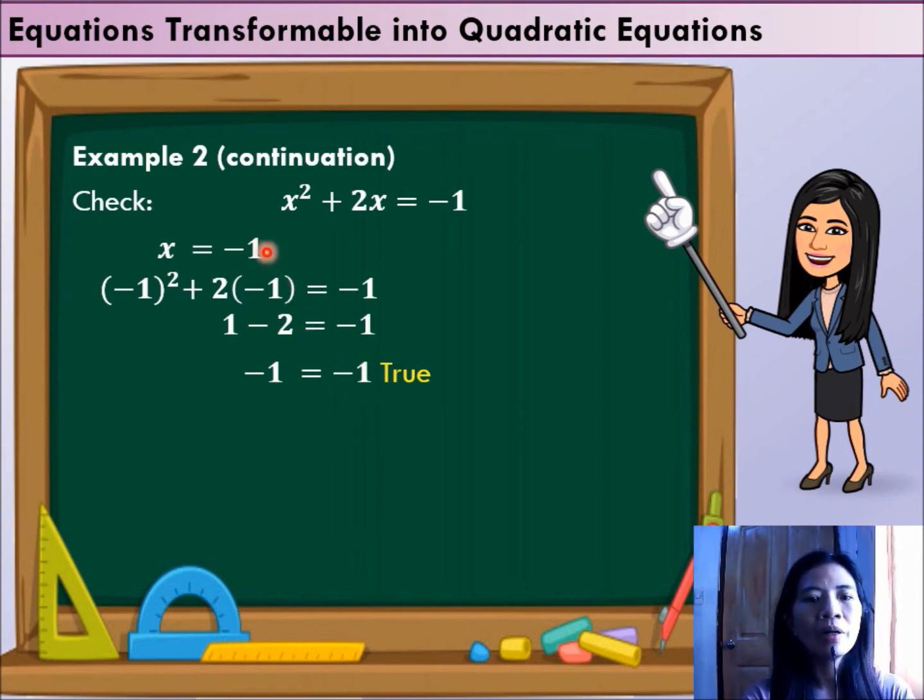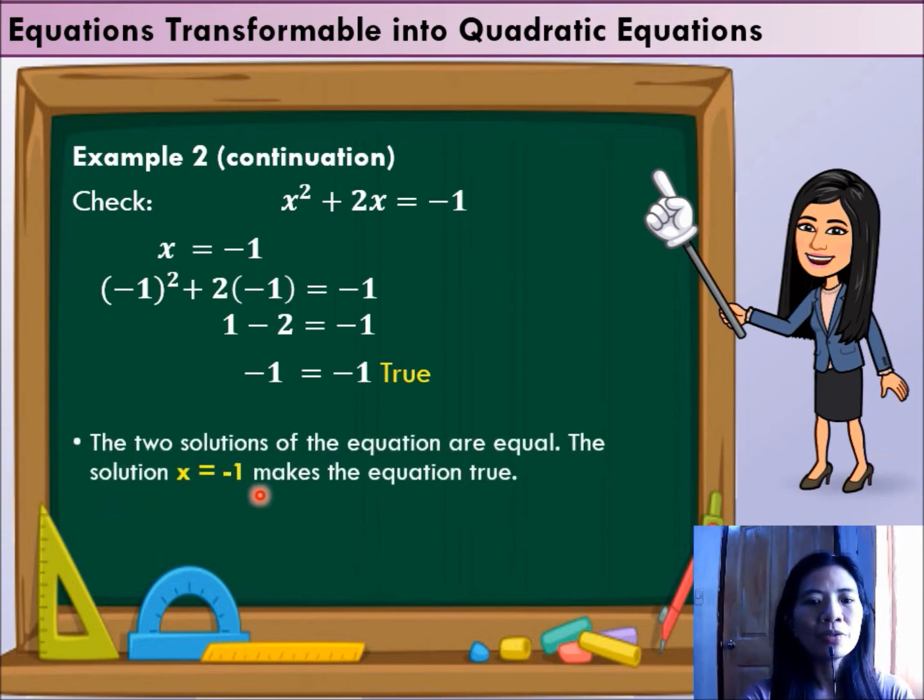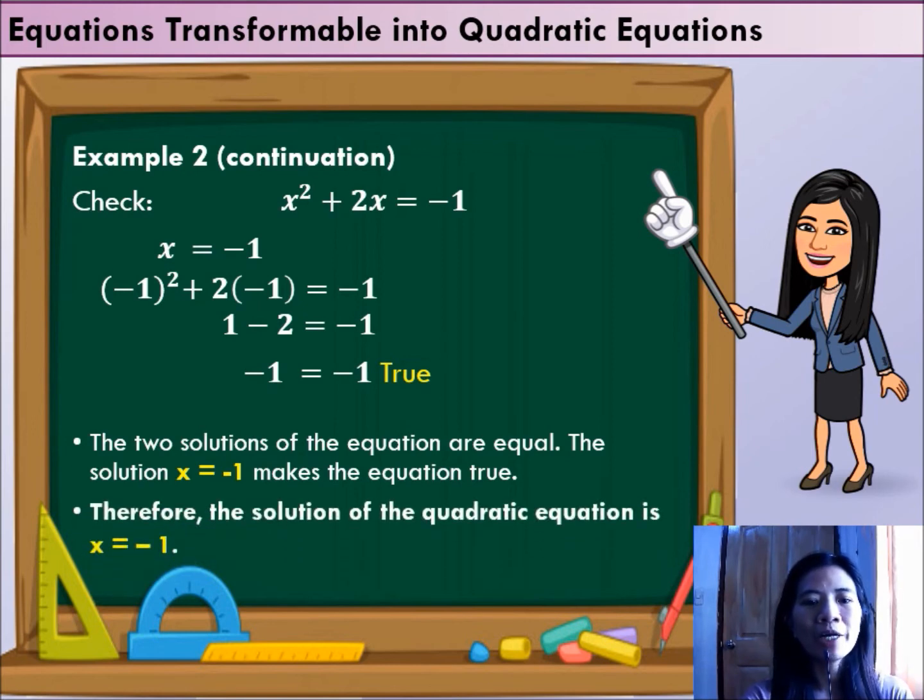Since the value of our x is negative 1, they're equal, so we can say that the two solutions of the equation are equal. That is, x equals negative 1 makes the equation true. Therefore, the solution of the quadratic equation is x equals negative 1.